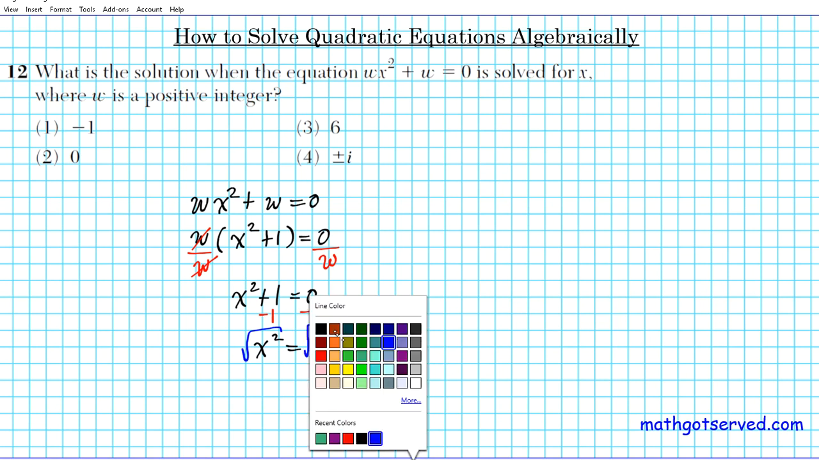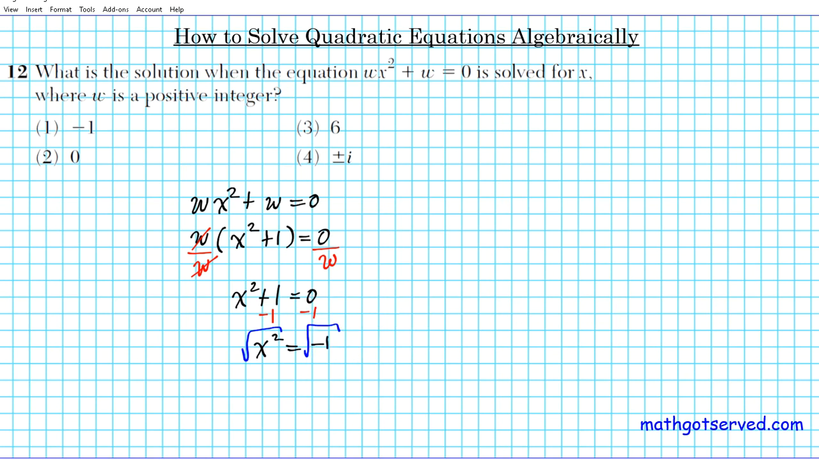Remember, whenever you take the square root of a square, you always end up with the absolute value of x equals, what is the square root of negative 1? Square root of negative 1 is i by definition. Okay, so don't forget, square root of negative 1 is i. Now how do we get rid of these absolute value bars? Just replace it with plus or minus. Plus or minus x is equal to i.